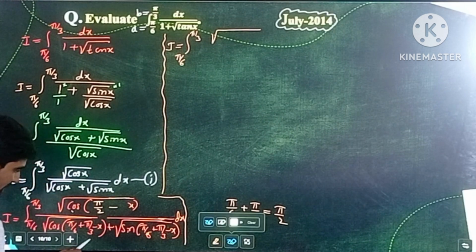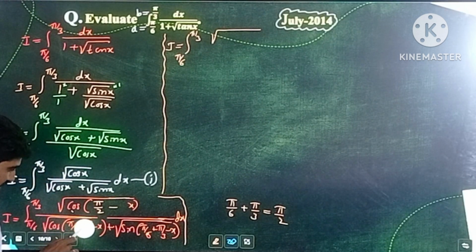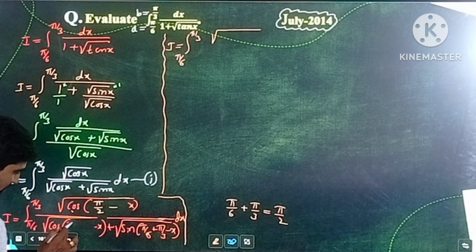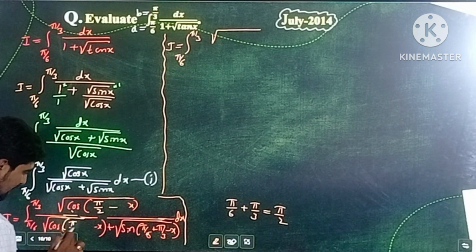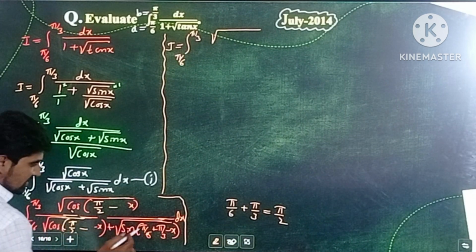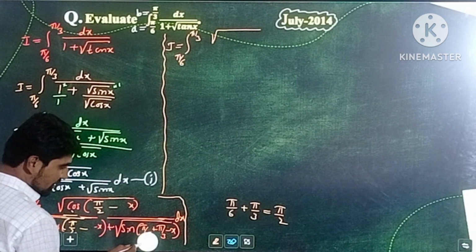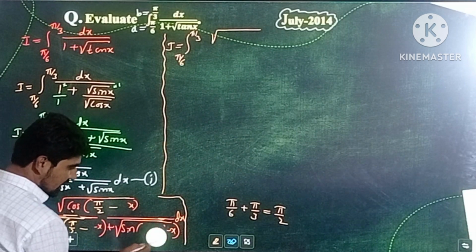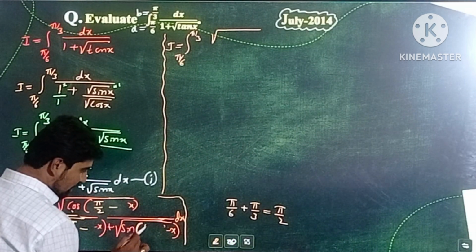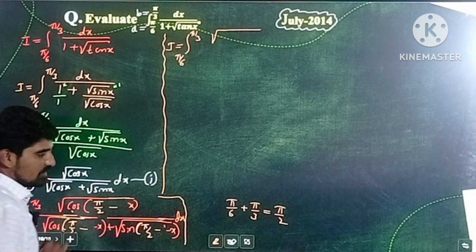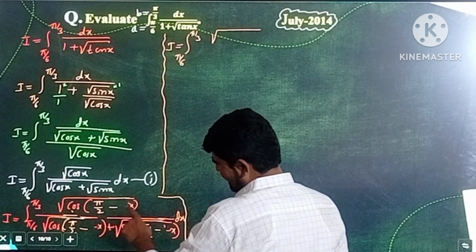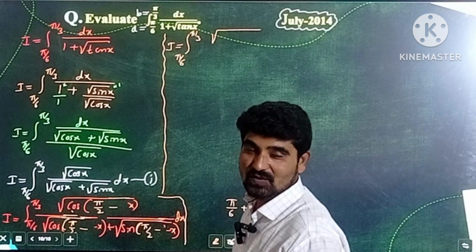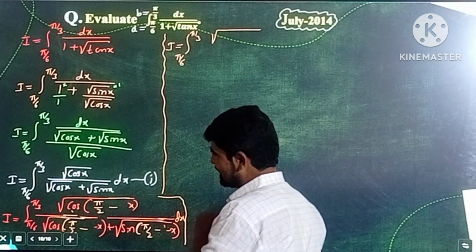Again here also the same thing. This pi by 6 plus pi by 3 is equals to pi by 2 minus x. And similarly here also pi by 6 plus pi by 3 is equals to pi by 2 minus x. So therefore square root of cos 90 minus theta is equals to what? Sin theta, where theta is x.